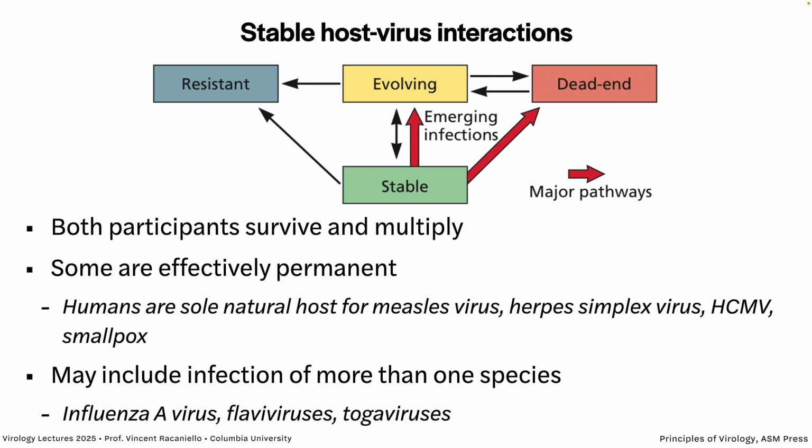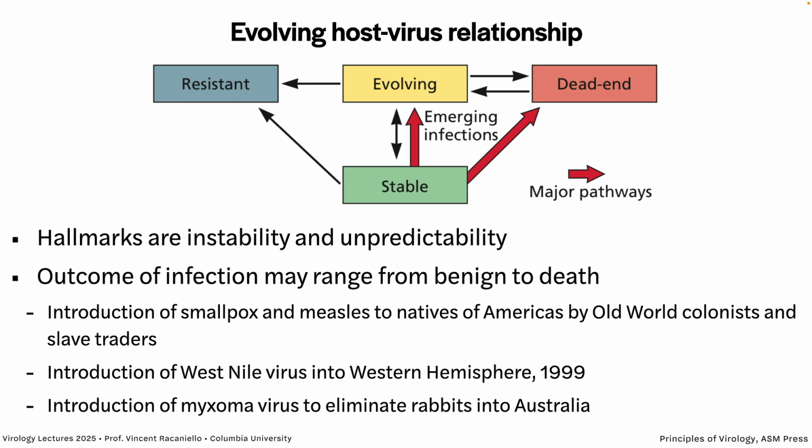Humans are not the only host for SARS-CoV-2. And that's the last bullet point. The stable may include infection of more than one species, not just humans. SARS-CoV-2 infects many different wild animals besides humans now, providing a reservoir for reintroduction into humans or introduction into different species. Influenza viruses exist in many, many animals, including aquatic birds. Flaviviruses, togaviruses all exist in many other species, but they are also human viruses. So being human doesn't mean you're just in humans.